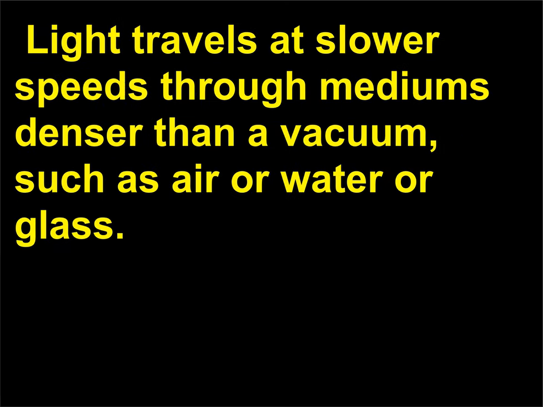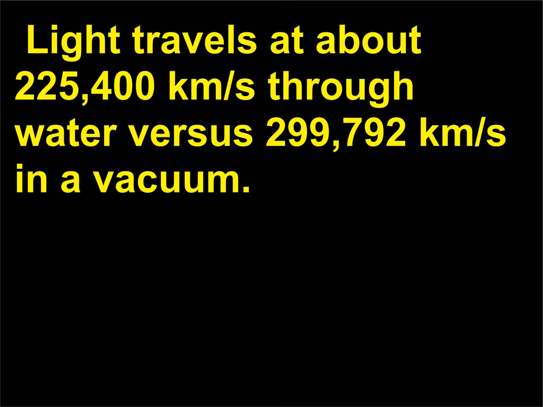Light travels at slower speeds through mediums denser than a vacuum, such as air or water or glass. Light travels at about 225,400 km per second through water versus 299,792 km per second in a vacuum.